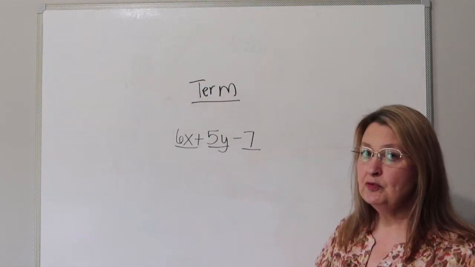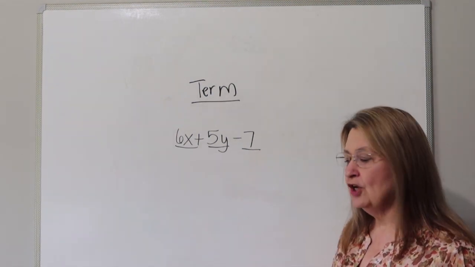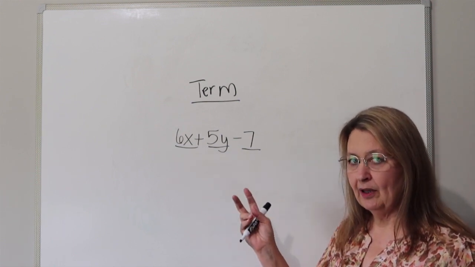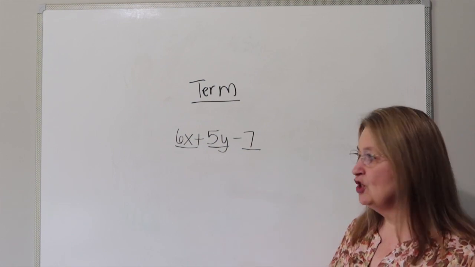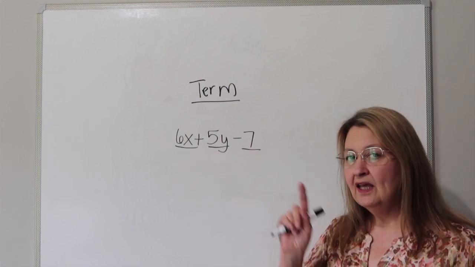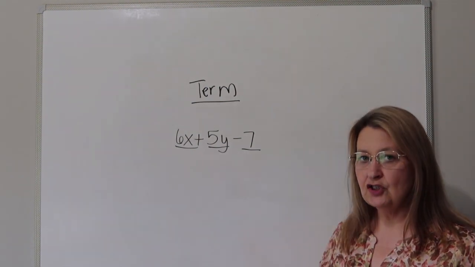Now 7 is a very special term. It's called a constant term. These two are called variable terms because they have a variable in them. They can vary. They change depending on what x and y are. 7 is a constant. It never changes, but it's still a term.